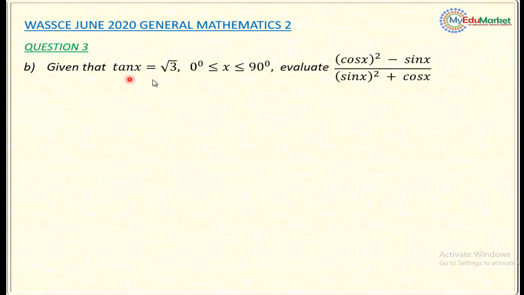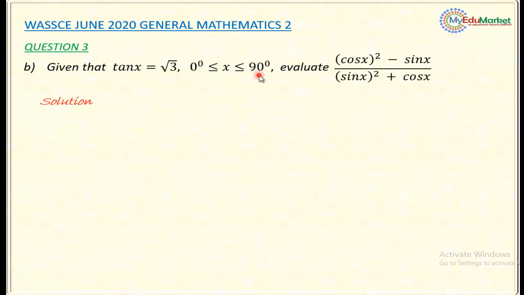Given that tan x equals root 3 and x lies between 0 and 90 degrees, the question asks us to evaluate (cos² x minus sin x) all over (sin² x plus cos x). So this is what we are asked to find the value of, if tan x is root 3 and x is an angle between 0 and 90 degrees. So let me attempt to answer this question.